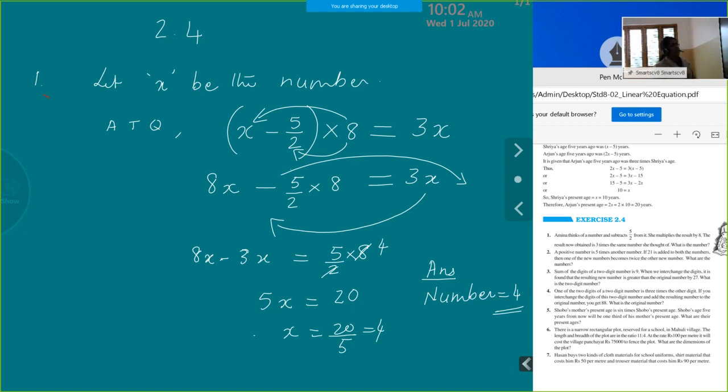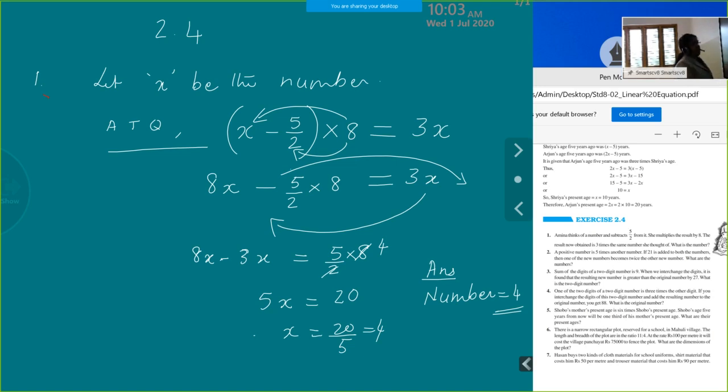So look at the answer part once again. The student whose name is given as Amina thinks of a number, that is we took it as x. She subtracted 5 by 2 from x and multiplied by 8. She gets the answer as 3 times of the number she thought of. So according to question, we made this expression. Now we have to simplify the expression. So open the bracket with the distributive property. So 8x minus 5 by 2 into 8 is equal to 3x.